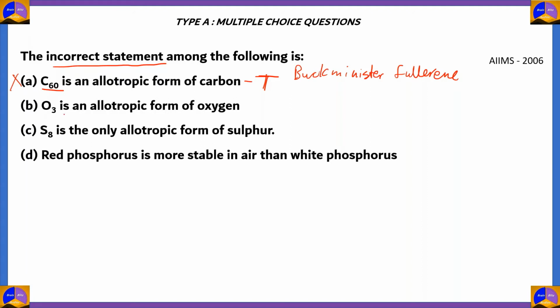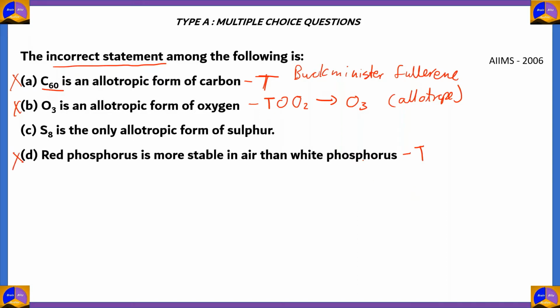Now, option B, O3 is an allotropic form of oxygen. Well, the actual form of ozone is trioxygen, which can be written as O3. So it definitely acts as an allotrope. So option B is also true, which makes it incorrect. We need to find the incorrect statement. What about option D? Red phosphorus is more stable in air than white phosphorus. Well, yes, this is true. So therefore, option D is also incorrect because the statement is true.